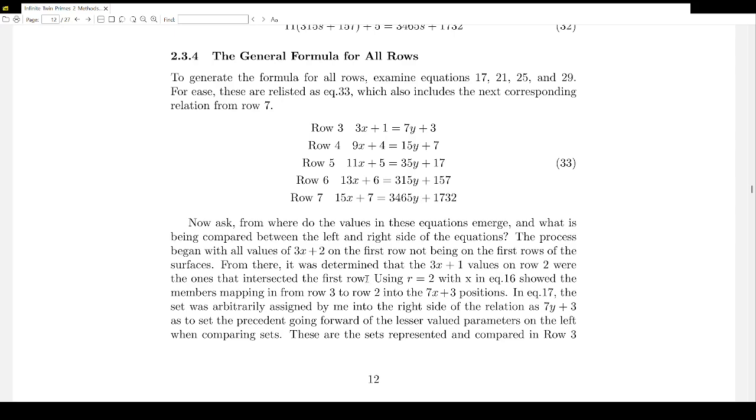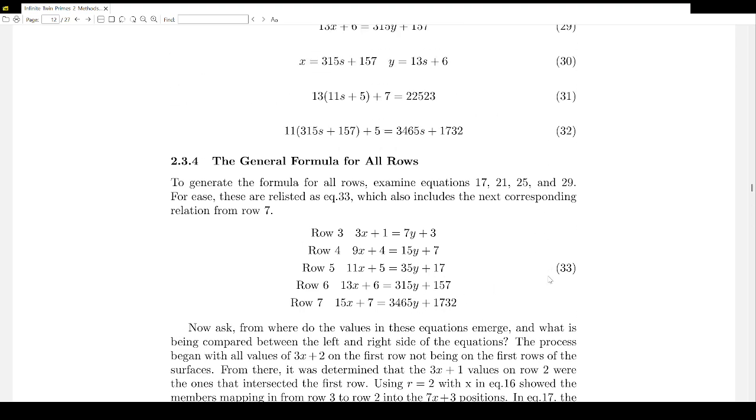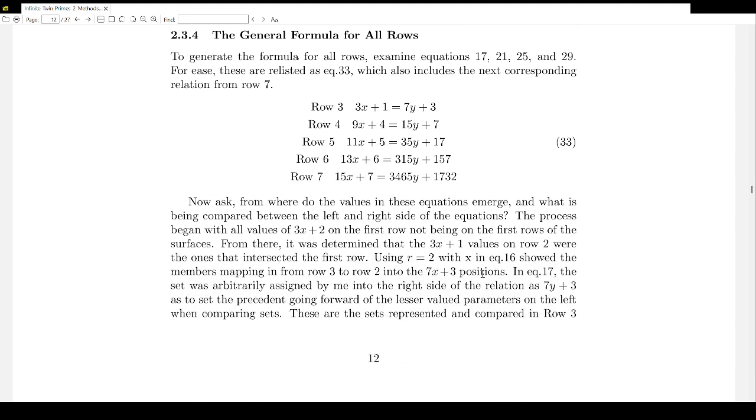Okay. So now, is there any way for us to figure out where these values are coming from more easily than going through that whole step and process that we did? Or to really say, what did we pull out here and where did it come from in our process? Let's understand what's going on here. Where do the values in these equations emerge from, and what is being compared between the left and right side in each case as we went through this process?